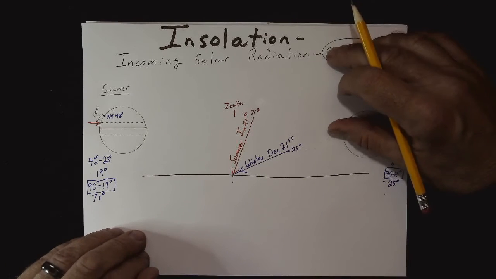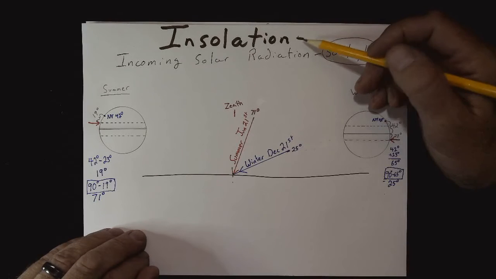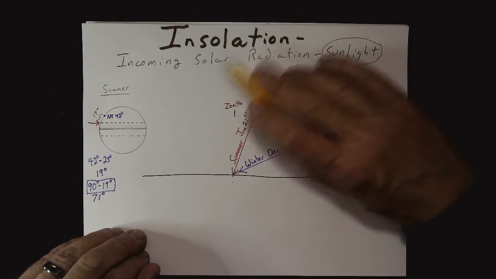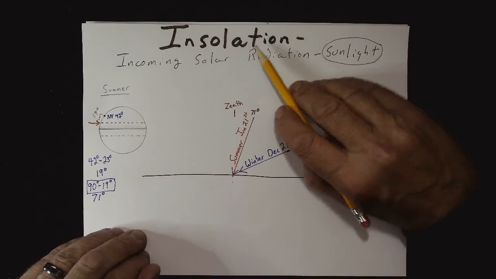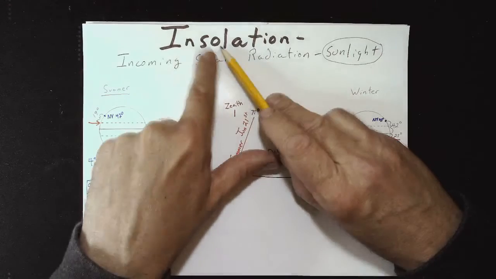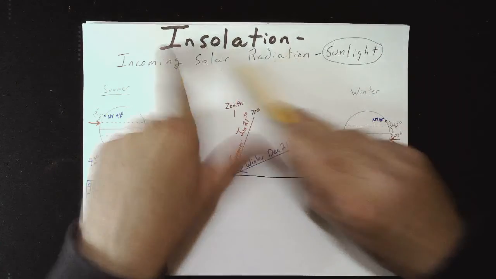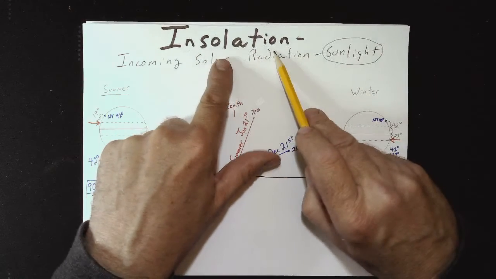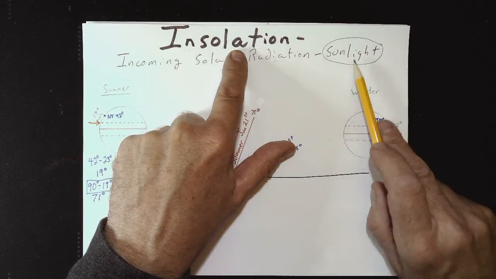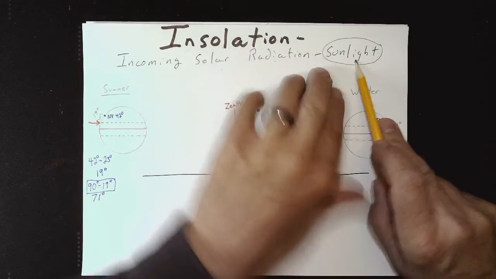This is another episode of Yo at Home, and I'm going to be talking about a concept we need to understand, and that is insolation. Insolation is incoming solar radiation. This is not the stuff you put in your attic to keep your house warm. This is simply sunlight. It's that sciencey term for sunlight.